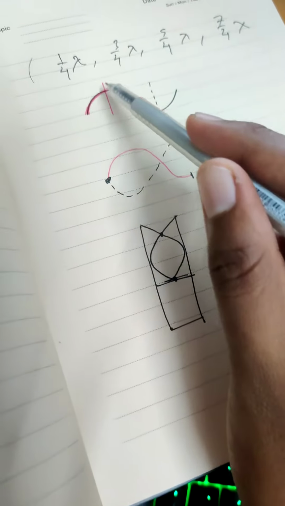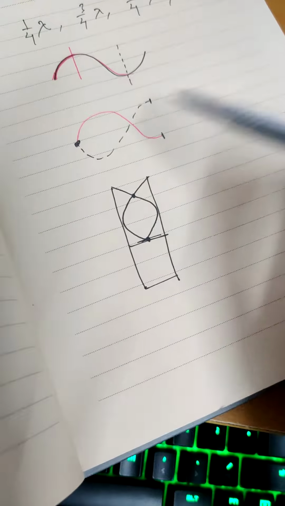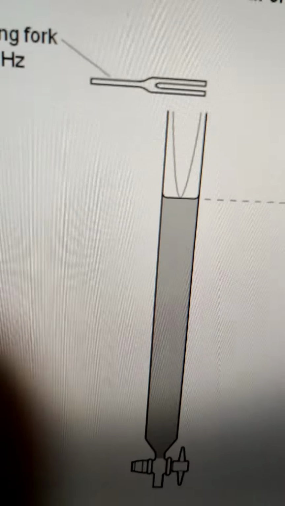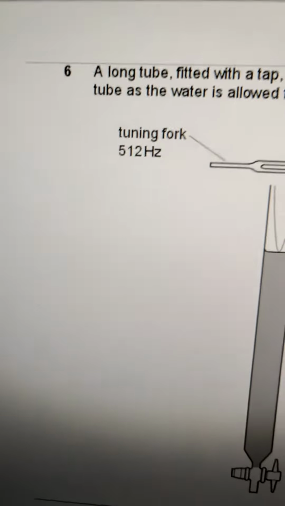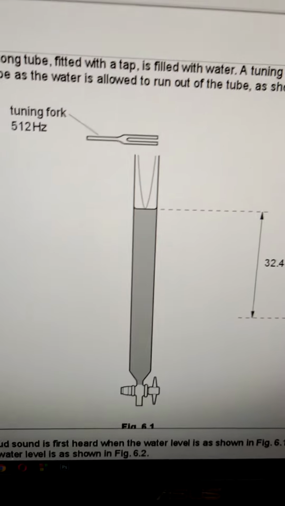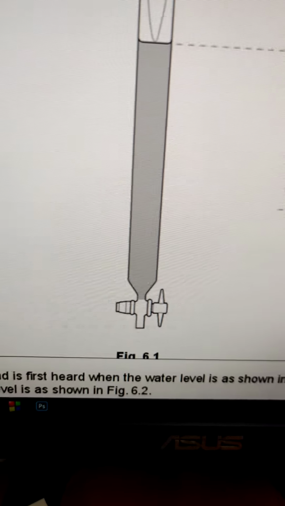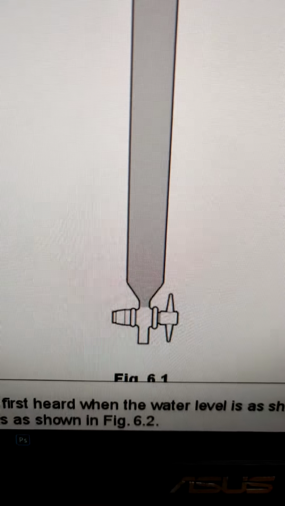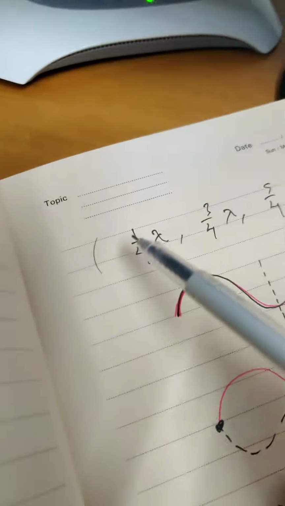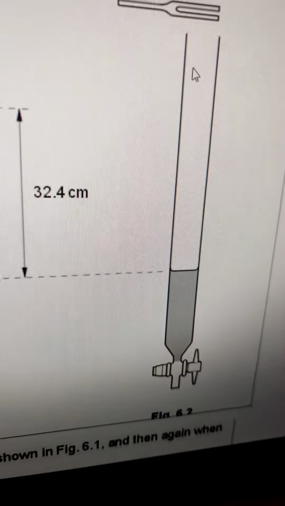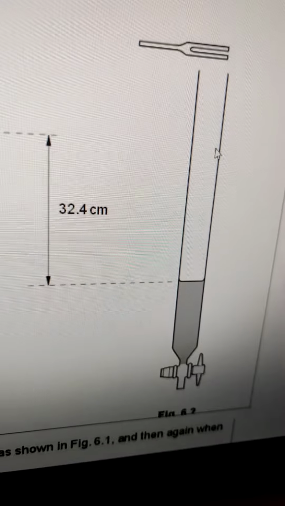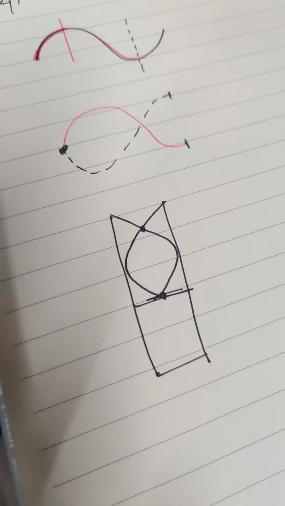We basically break down the wave into different parts, and then we draw them, right? So here, the first time it is heard: a tuning fork is sounded above the top of the tube as the water is allowed to run. A loud sound is first heard when the water level is as shown in figure 6.1, which is this one. So that has to be 1/4 lambda. And then again when the water level is at figure 6.2. So this one has to be 3/4 lambda, and 3/4 lambda looks somewhat like that.